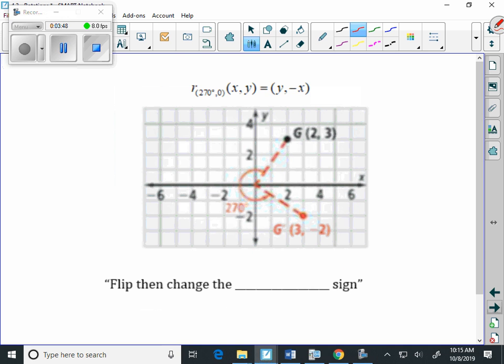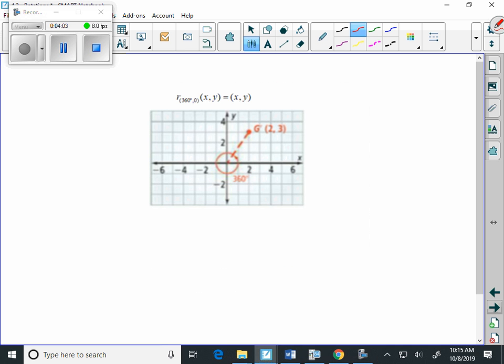For 270 counterclockwise, what happens is that we flip and we change the second sign. And for 360, we don't change anything. We've gone full circle, so the figure is going to land where it started from.